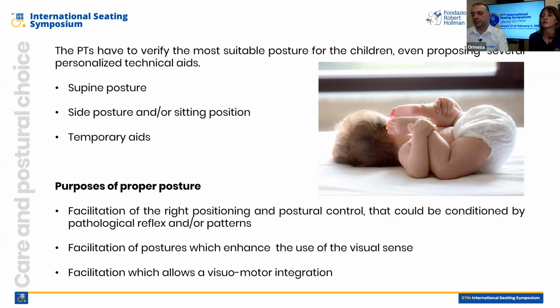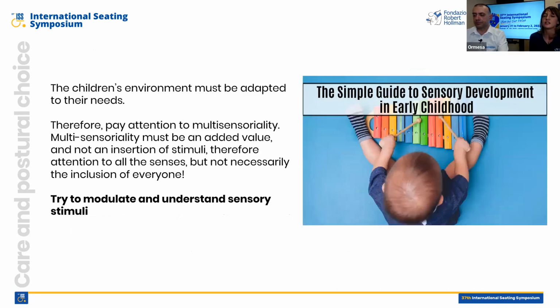The purpose of proper posture should be facilitation of the right positioning and possibly postural control conditioned by pathological reflexes or patterns, facilitation of posture which enables the use of visual sense, and finally, facilitation of posture which allows visual motor integration. For this reason, it's so important that the child's environment is adapted to his needs. Therefore, pay attention to multisensoriality, but multisensoriality must be an added value and not a simple insertion of stimuli. So, it's important to pay attention to all the senses, but not necessarily the inclusion of every one. It's important to try to modulate and understand the sensory stimuli.